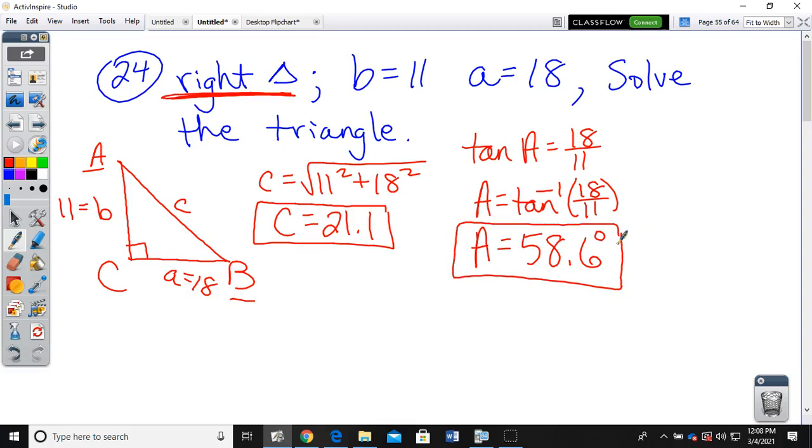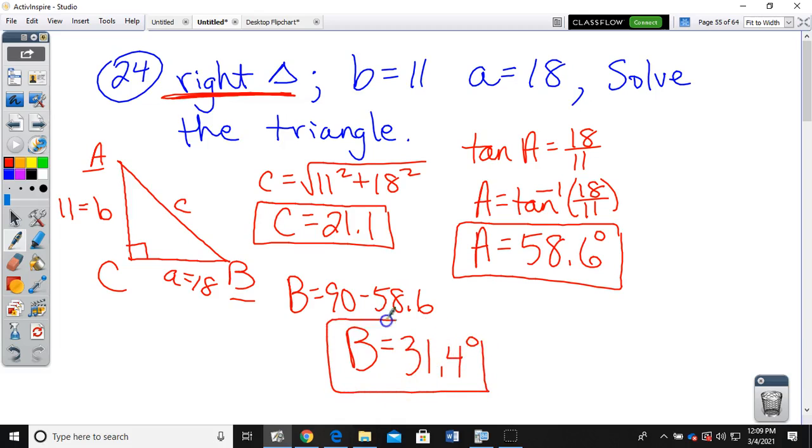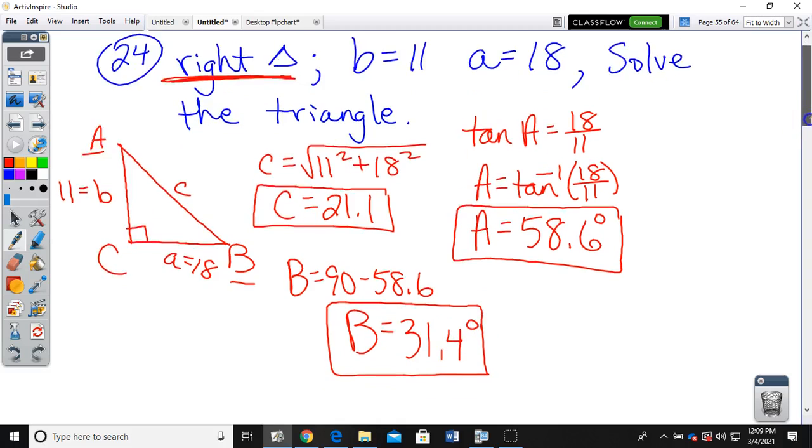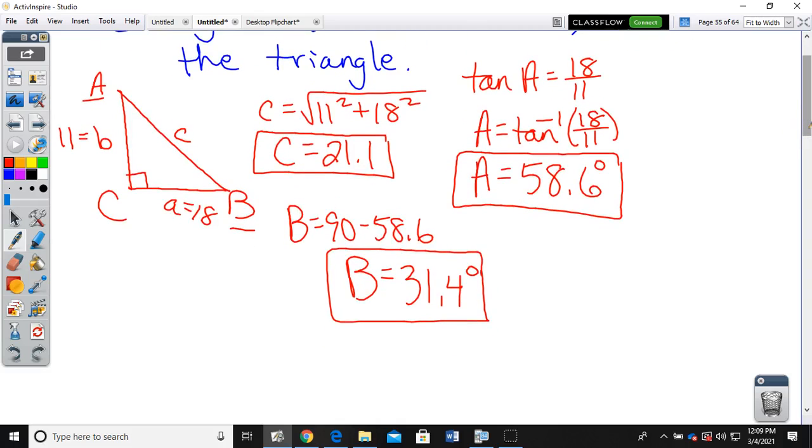Okay? How can I get angle B? Just subtract 58.6 from 90. Okay? 90 minus 58.6 would be 31.4 degrees. Okay? 1 second.